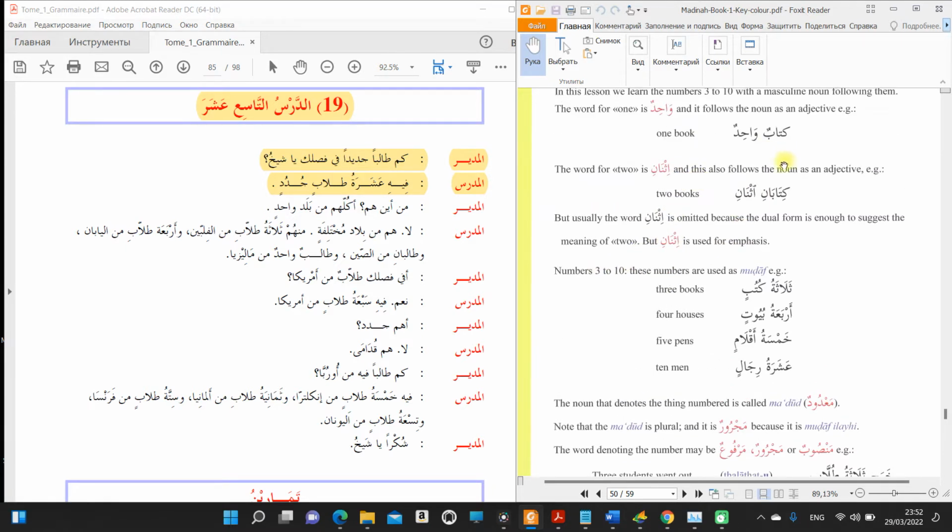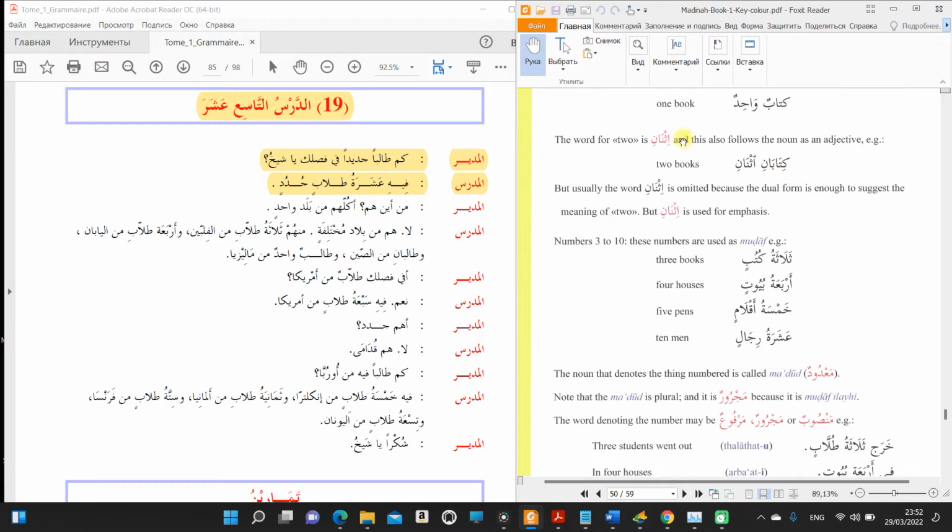That's how it is. But واحد is not omitted. It's used as it is. كتاب واحد. If you want to say you've got one book, you will say عندي كتاب واحد. But if you want to say I've got two books, you will say عندي كتابان, and that's enough.